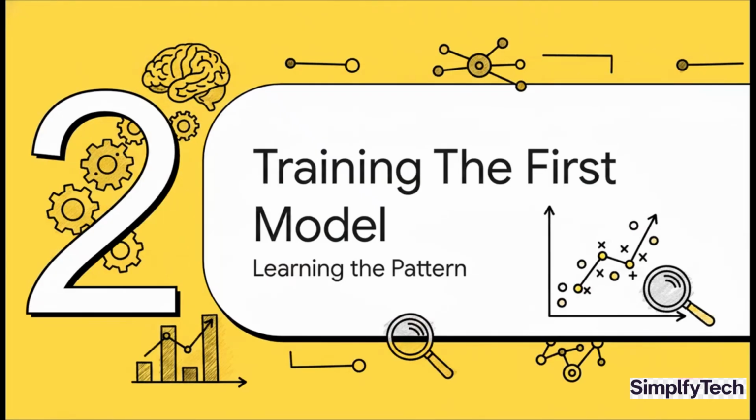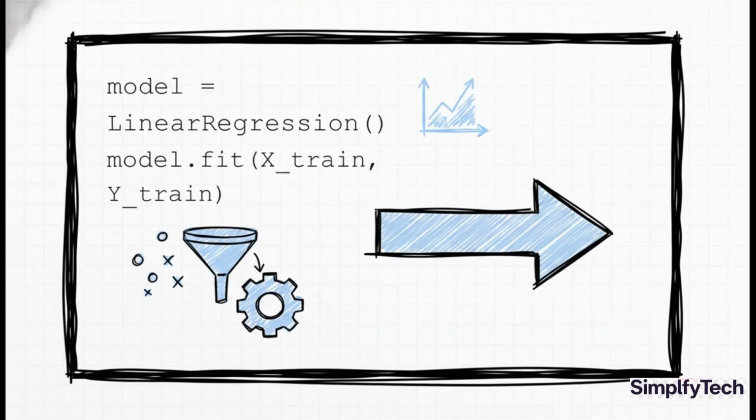All right, our data's prepped and ready to go. Now for the really cool part, training our very first model. And you're not going to believe this, but this is pretty much all the code you need in Scikit-Learn. It's wild. We just import the linear regression model, we create one, and then we call this magic little method .fit, feeding it our training temperatures and sales.